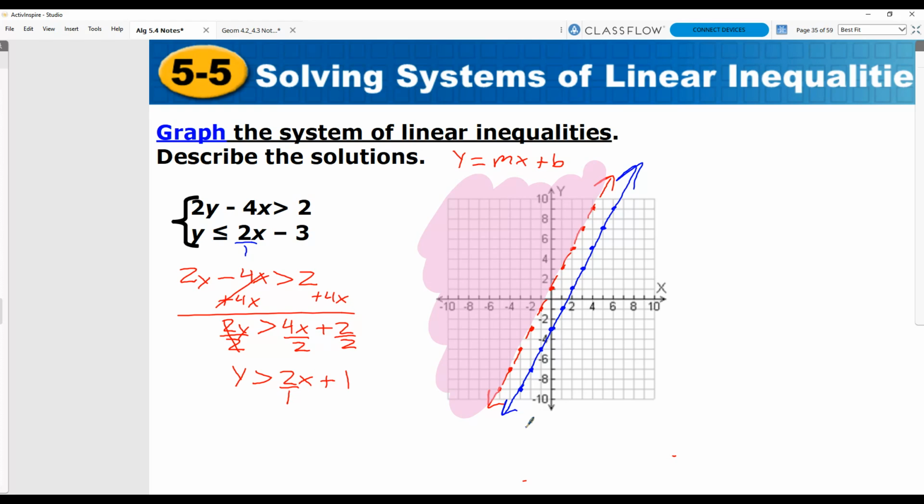Now we need to do some shading. So we got our lines on there. So the second one, y is going to be less than the line itself. Okay, so y is going to be underneath of the line. So here's our y-intercept, and we're showing y is going to get smaller. So it's going to be everything underneath of this. So we're going to shade.